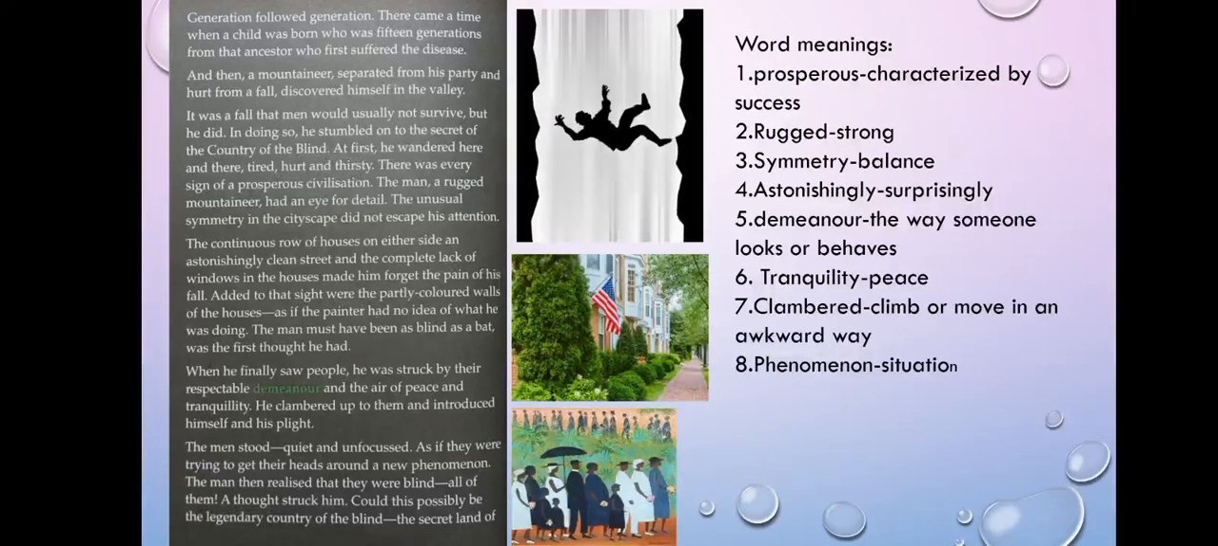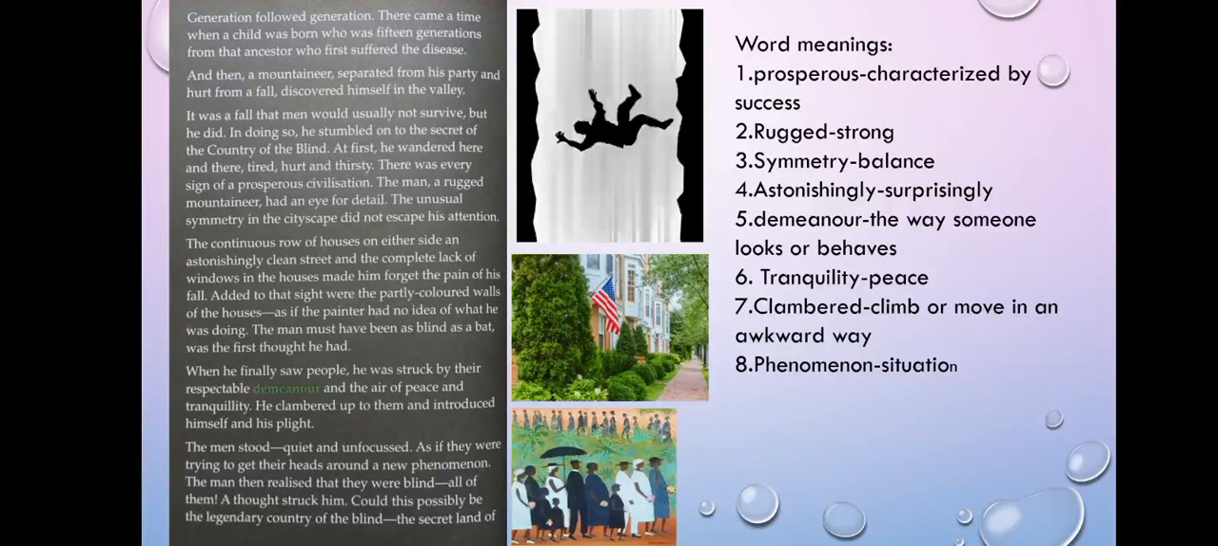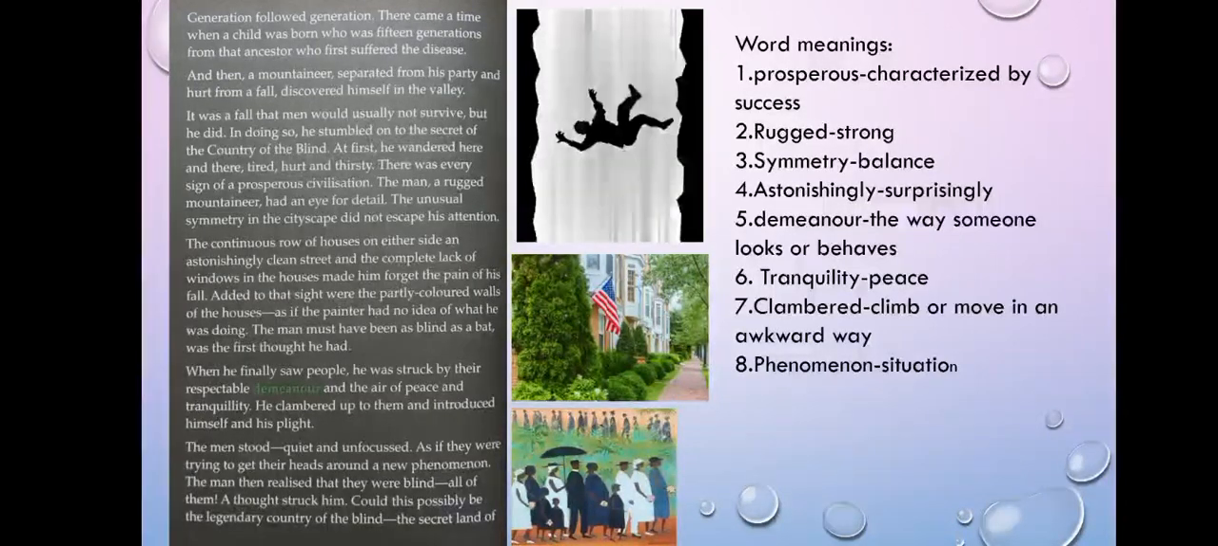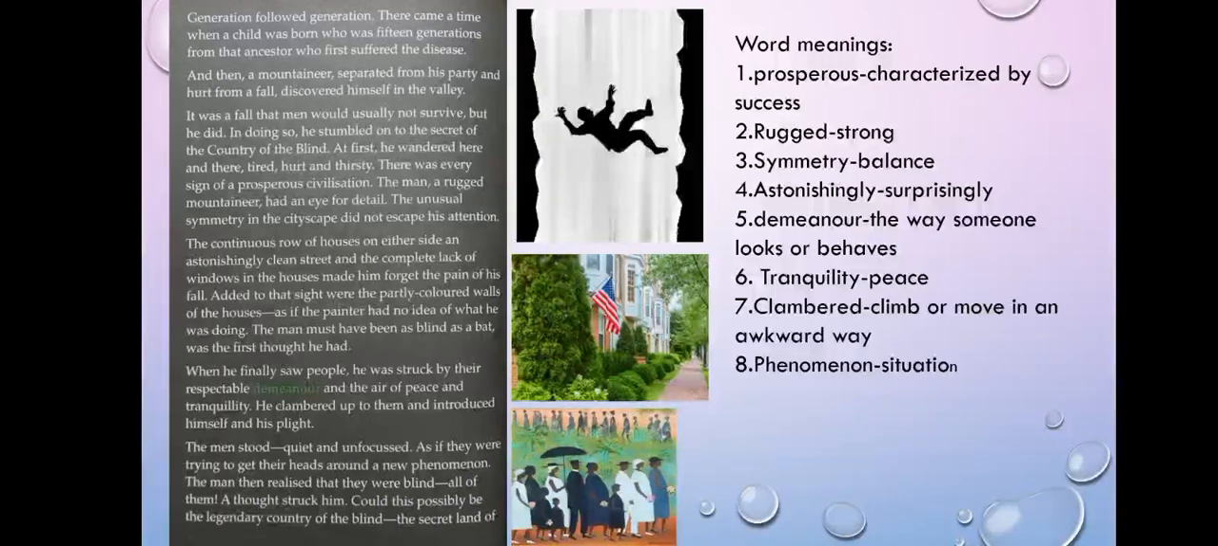In doing so, he stumbled on the secret of the country of the blind. So he reached the country of the blind. At first, he wandered here and there, tired, hot, and thirsty. He was just wandering in the valley. He was hurt because of the fall. He was thirsty. There was every sign of a prosperous civilization. The man, a rugged mountaineer, had an eye for detail. The unusual symmetry in the cityscape did not escape his attention.